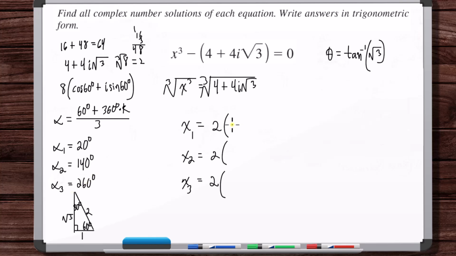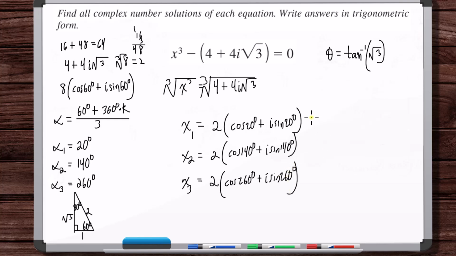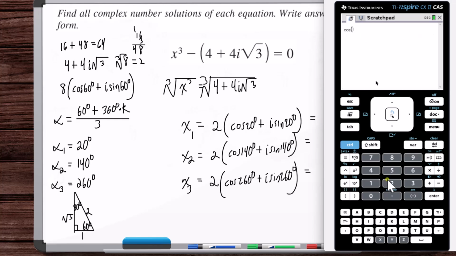Okay, so we've got cosine of 20 plus I sine of 20. We've got cosine of 140 plus I sine of 140. And then we've got cosine of 260 plus I sine of 260. So now let's put these in rectangular form. Can we, no, these aren't going to have nice reference angles. So, okay, that's no problem. We'll just use the calculator. So cosine of 20.